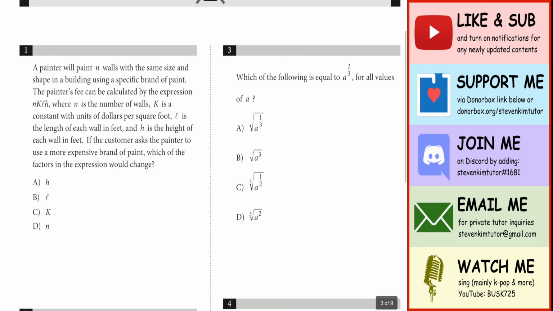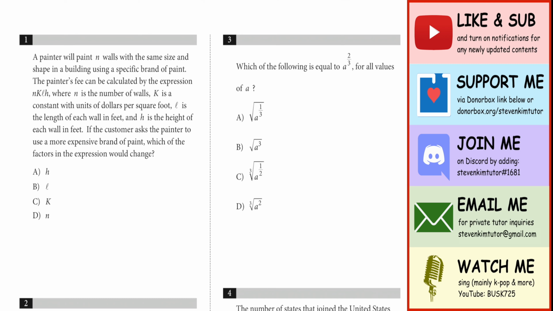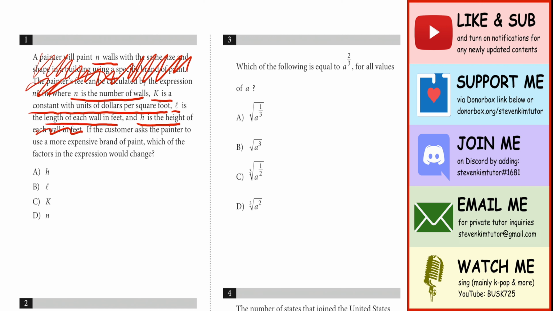Number 1, a painter will paint n walls. As you always see me doing this, n is the number of walls, k is a constant, L is the length of each wall in feet, and h is the height. So everything else can just go, right? Another thing, they said k is a constant with units of dollars per square foot, and so on. The rest can all go.